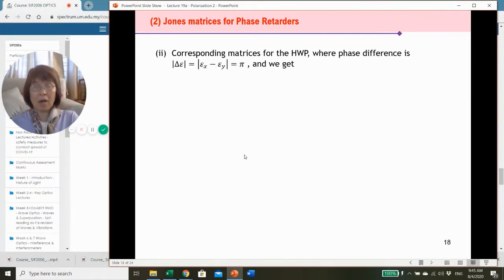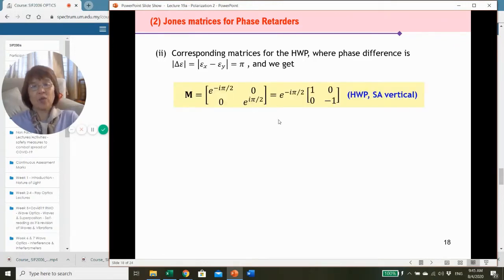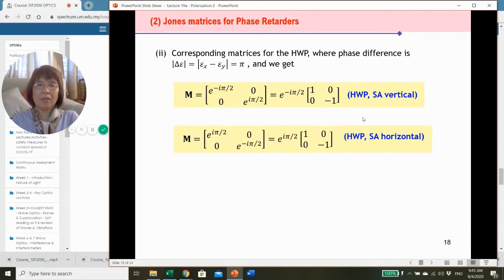So next we try a half wave plate. Then you know the phase difference must be equal to pi. Doing the same, for a slow axis vertical, you can write it this way. So we let epsilon x be negative pi over 2, epsilon y as pi over 2. Bringing out this factor, we will have this one here. And then for the half wave plate where the slow axis is horizontal, putting this here and this here, it will work out to be in this form.